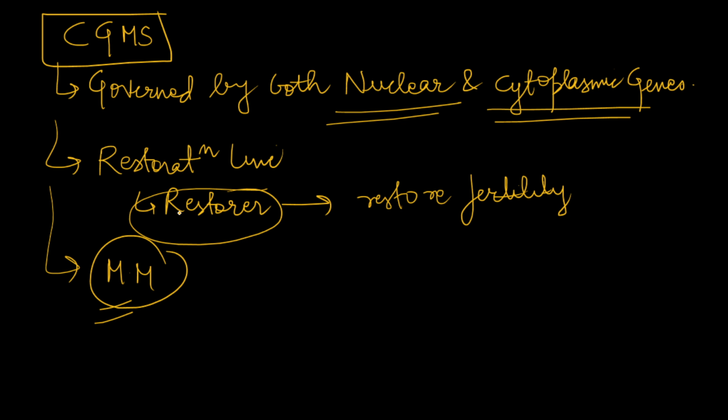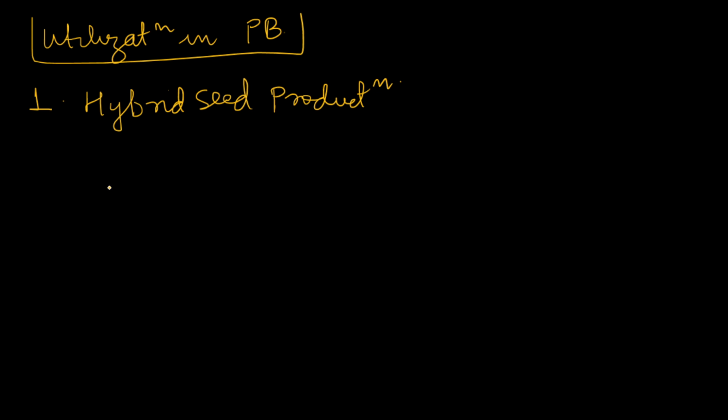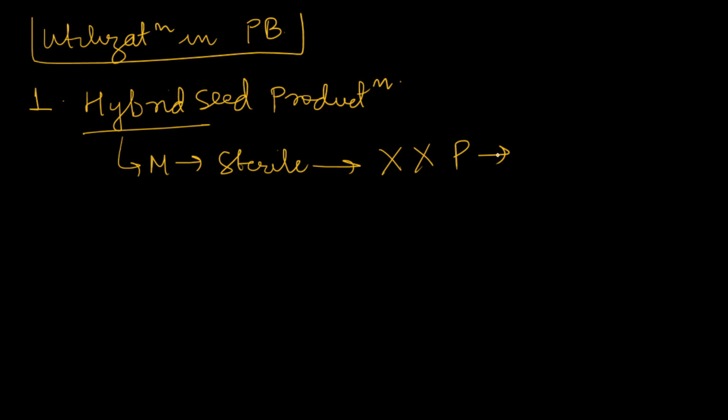First of all, we will see its applications, or you can say utilization in plant breeding. First of all, it is highly used in hybrid seed production, because here the male plant is sterile, so it is not able to produce pollen, so there are no chances of self pollination. So it will encourage cross pollination, and we will be able to do controlled cross pollination, and we can develop hybrid varieties which are good in yield, disease resistance and vigor. So it is highly helpful in hybrid seed production.